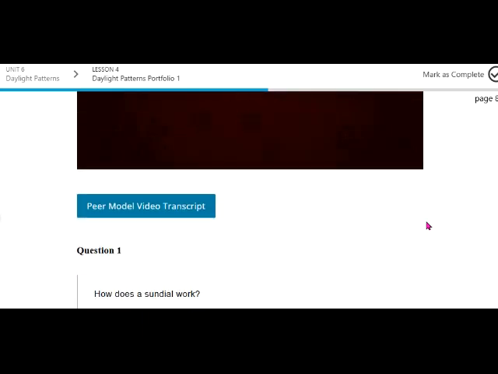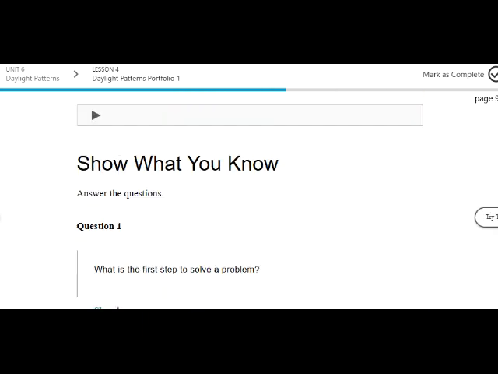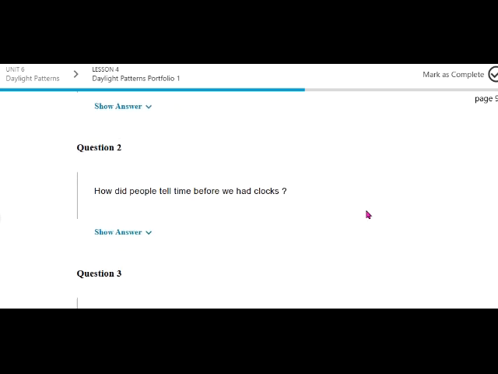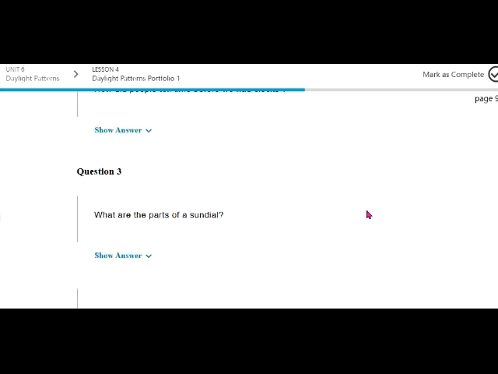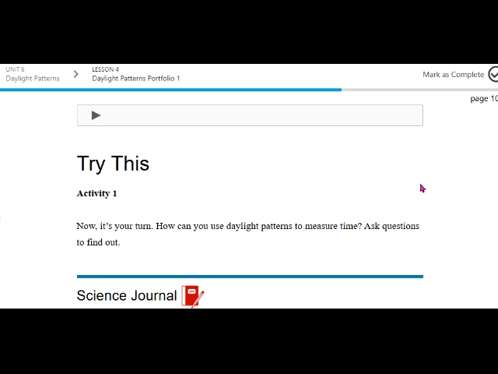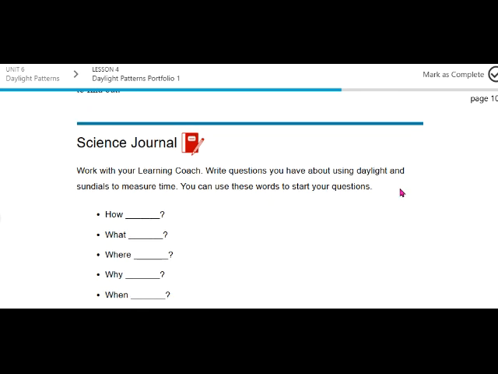Watch the video to learn more about sundials. After you watch, you can think about these questions. How does a sundial work? What is the first step to solve a problem? How did people tell time before we had clocks? And what are the parts of a sundial? Now it's your turn. How can you use daylight patterns to measure time? Ask questions to find out.